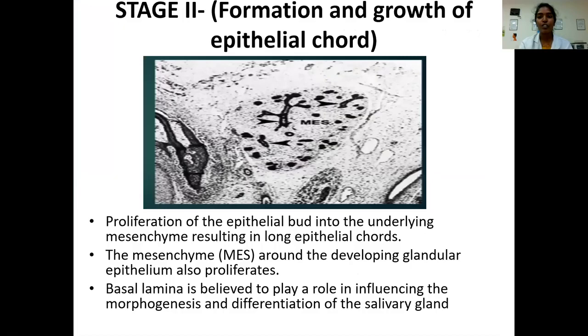Stage 2, which is the growth of epithelial cord. Proliferation of the epithelial bud into the underlying mesenchyme, resulting in long epithelial cords. The mesenchyme around the developing glandular epithelium also proliferates. Basal lamina is believed to play a role in influencing the morphogenesis and differentiation of salivary gland.